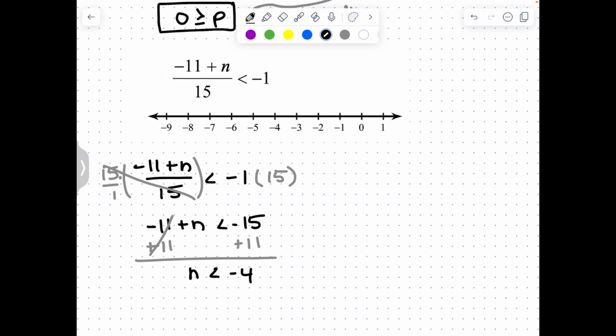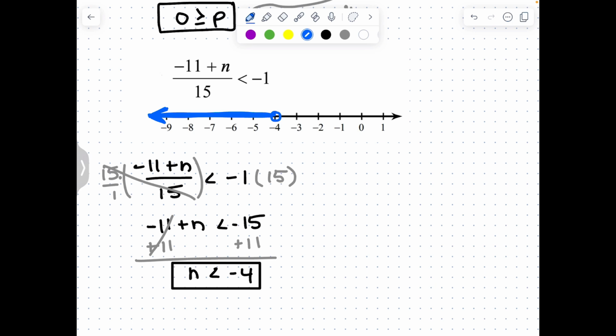So this one didn't have any tricks. Nothing crazy weird about that one. It just started with a fraction, which kind of freaks people out sometimes. Now this does say strictly less than. There's no equal to, so we're going to use an open circle. And then we want the n's to be less than negative 4, so we'll shade to the left. And there you have it.